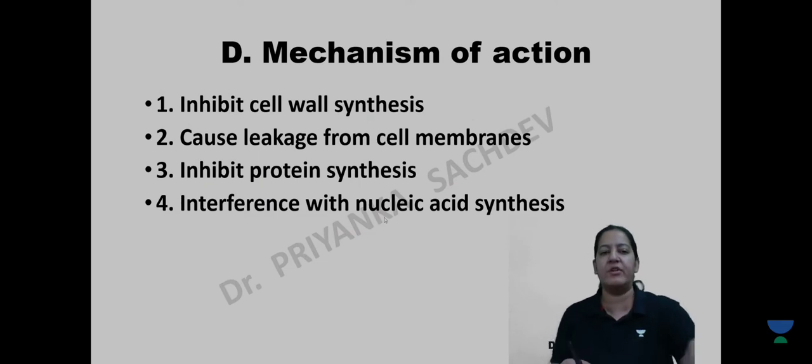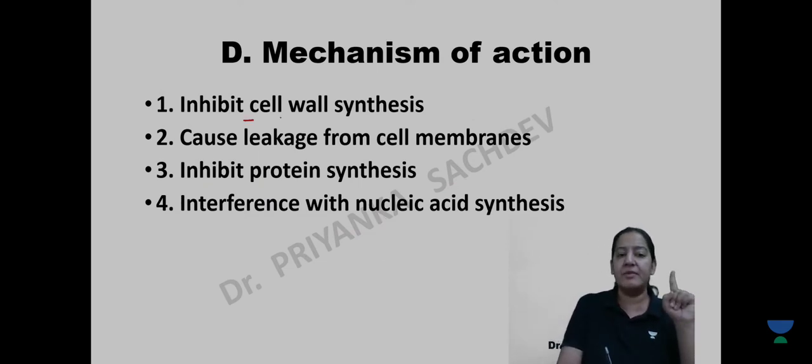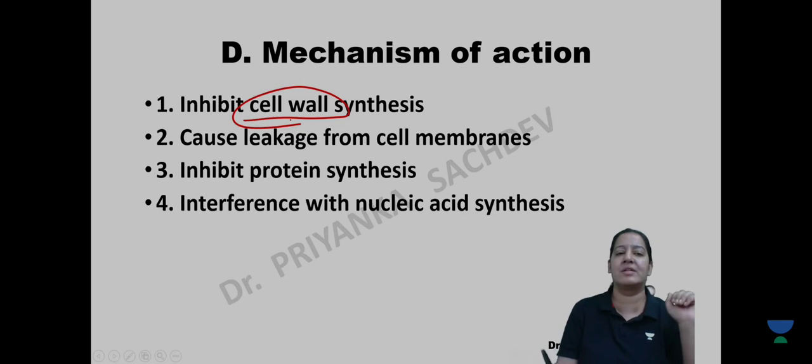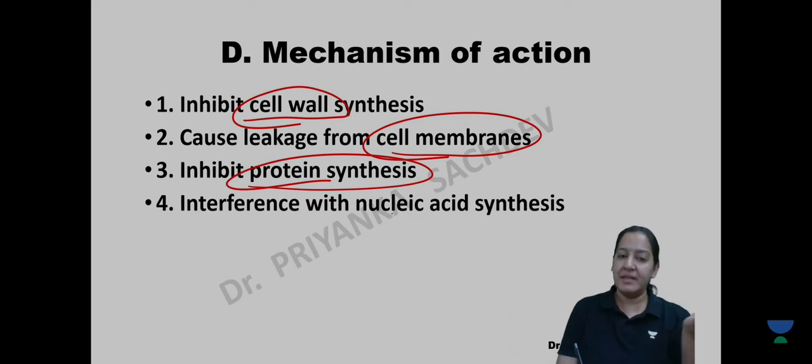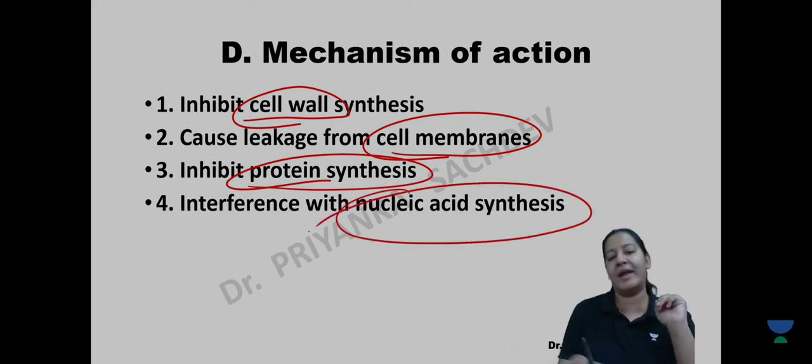The four categories are written in front of you. There are some antibiotics which act on the cell wall and inhibit cell wall synthesis. There are some antibiotics which act on the cell membrane and cause pores in the cell membrane so that the cytoplasm leaks out and the bacteria will die. There are some antibiotics which inhibit protein synthesis and there are some antibiotics which inhibit nucleic acid synthesis.